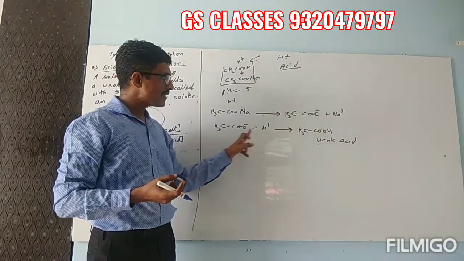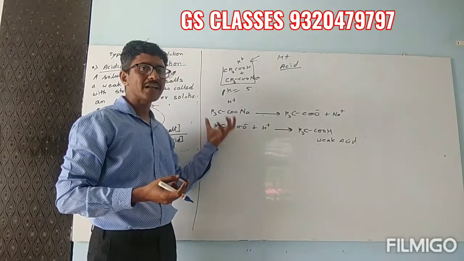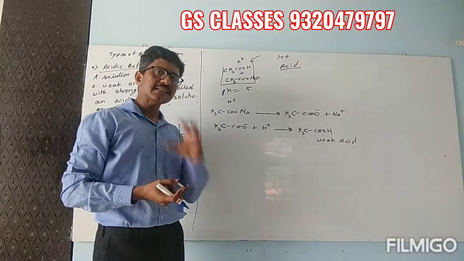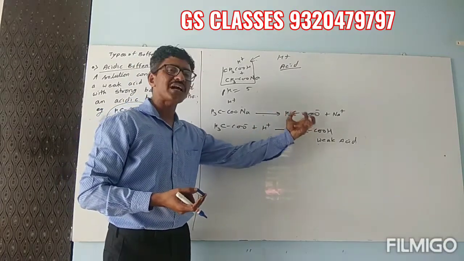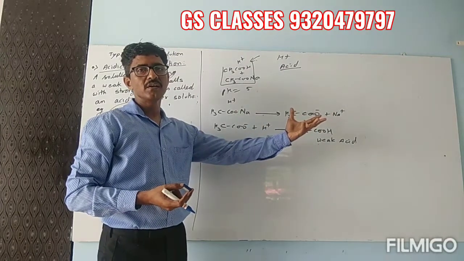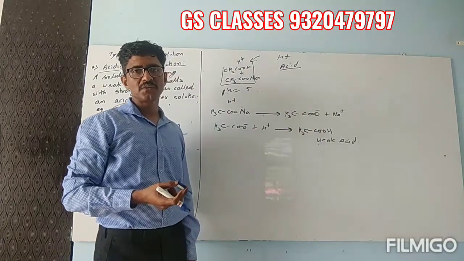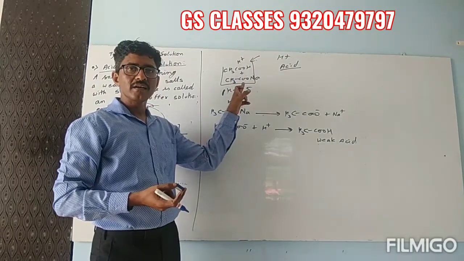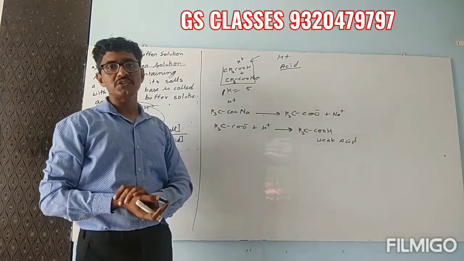As soon as H plus ion is coming, acetate ion will combine with that and form acetic acid. And acetic acid will keep that hydrogen ion with itself, will not allow it to move and to change the pH. So this way, even if you are adding H plus ion, the pH value will not change.